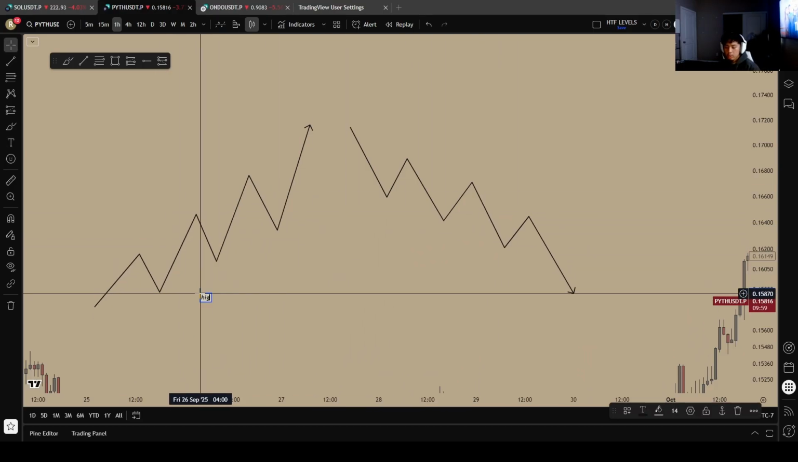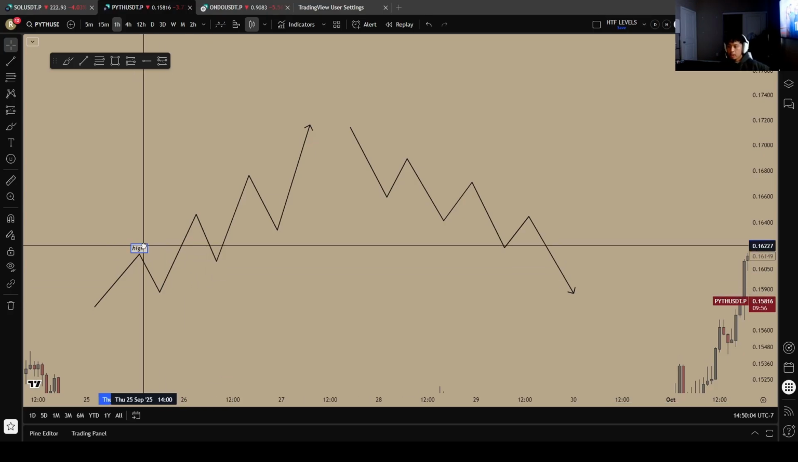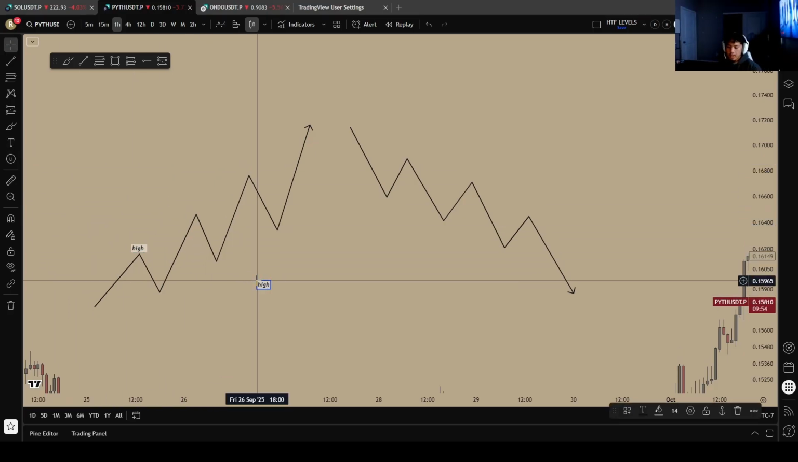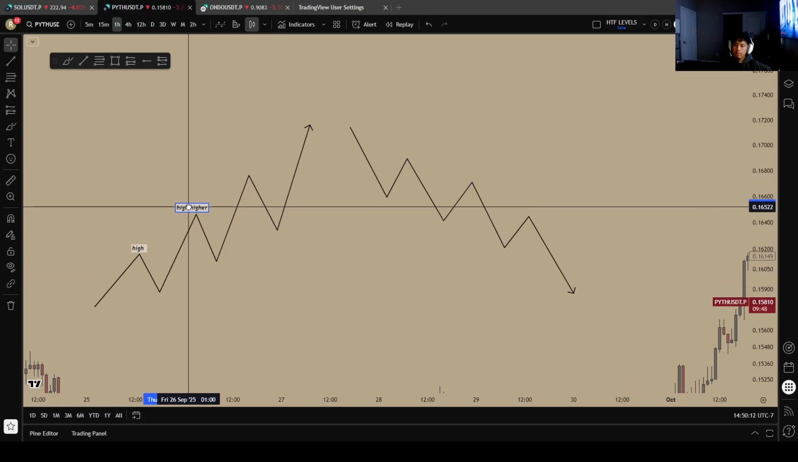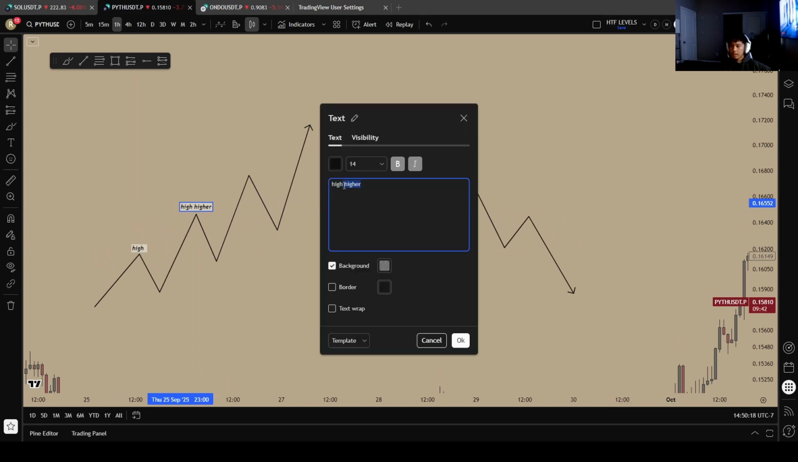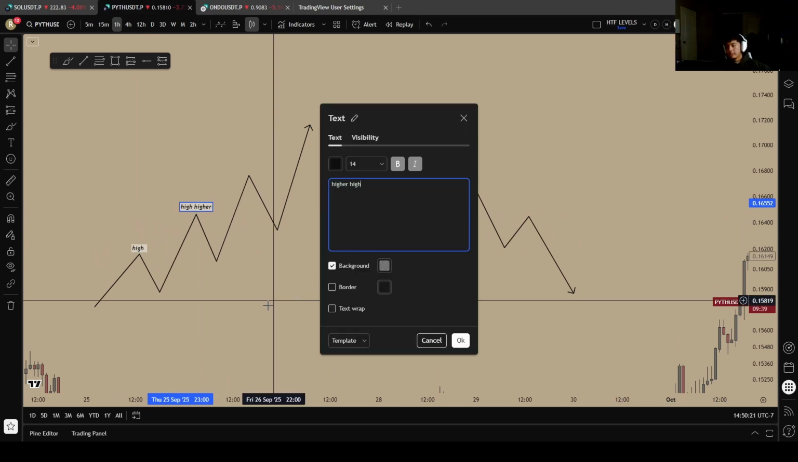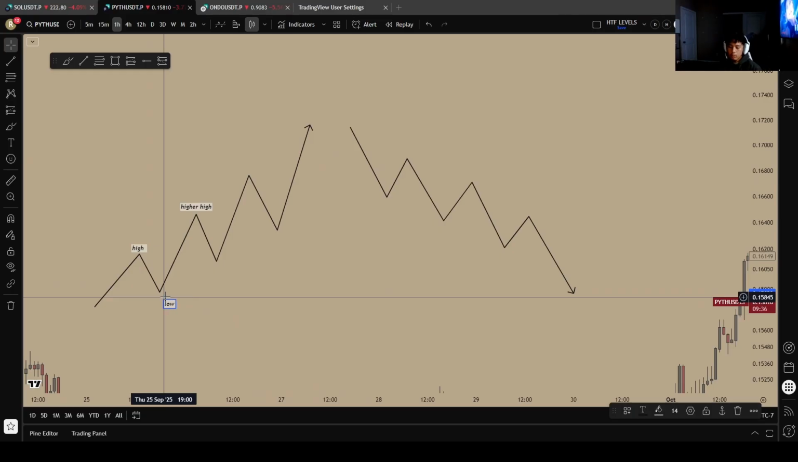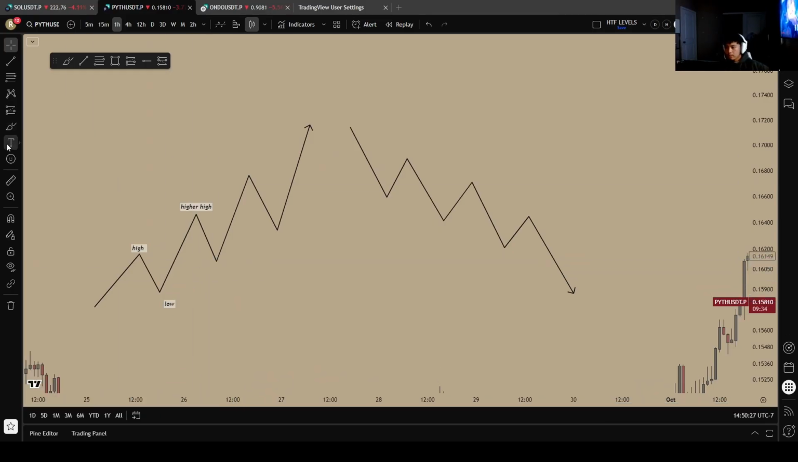So when you have an uptrend, you usually are going to have a high, and then you're going to have something called a higher high, which is basically price making a high that's higher than the previous one, right? Higher high, right? And then you're also going to have what we call a low, and then you have a higher low, okay?